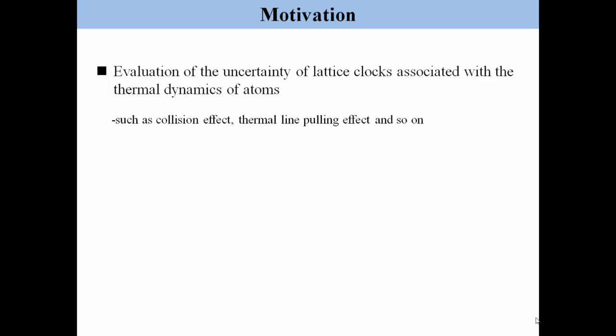affects the uncertainty and the stability of the optical lattice clocks through, for example, the collision shift. As the best lattice clocks reach 10 to the minus 18 level uncertainty, the thermal-like cooling effect resulting from the temperature dependent population needs to be considered.